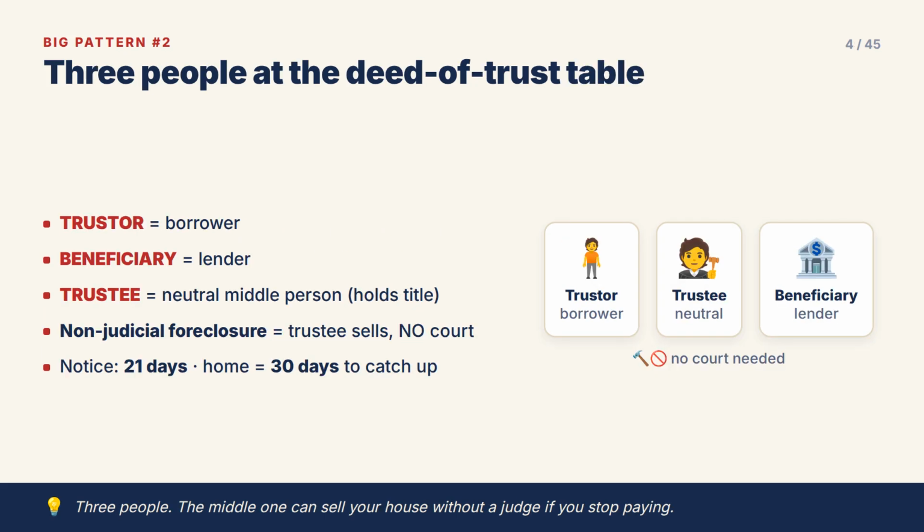A Texas deed of trust has 3 parties. The borrower, called the trustor, the lender, called the beneficiary, and in the middle, a neutral third party called the trustee who quietly holds legal title until the loan is paid off. Why does the trustee matter so much? Because if the borrower stops paying, the trustee, not a judge, can sell the property at public auction. That's called non-judicial foreclosure, and Texas allows it through the power of sale clause.